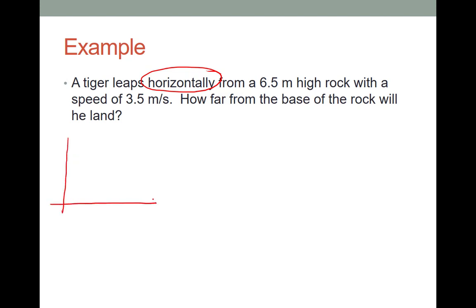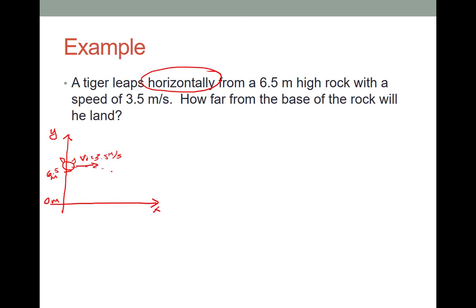So draw a picture. Now let positive x be to the right, positive y be vertically upward. I'm going to designate this spot right here as 6.5 meters, and I'm going to let 0 meters be at the ground, so that's the top of my rock. And I have my tiger. Here he is, though those are supposed to be ears, but we're going to go with it. Jumping horizontally at 3.5 meters per second.